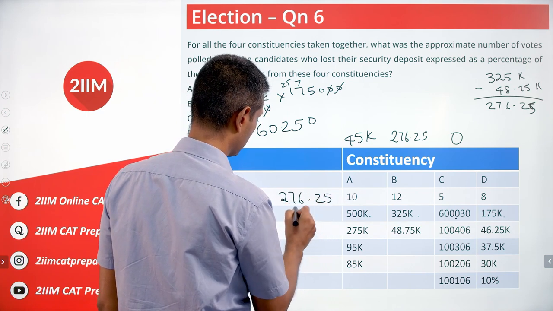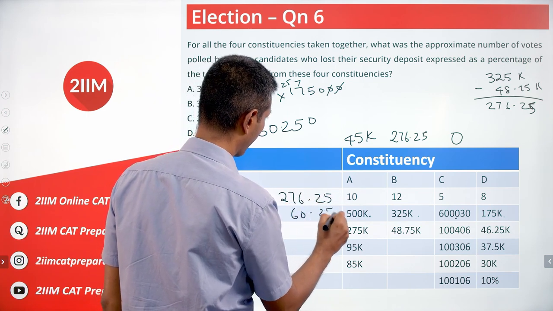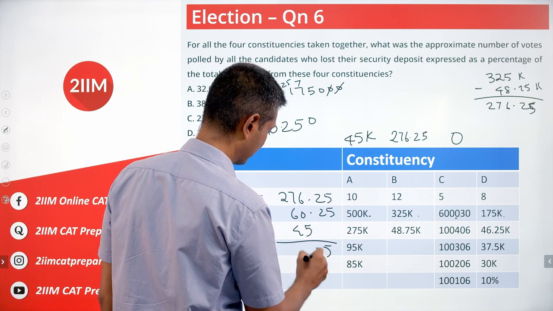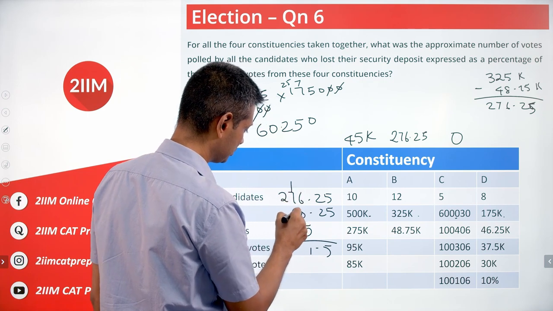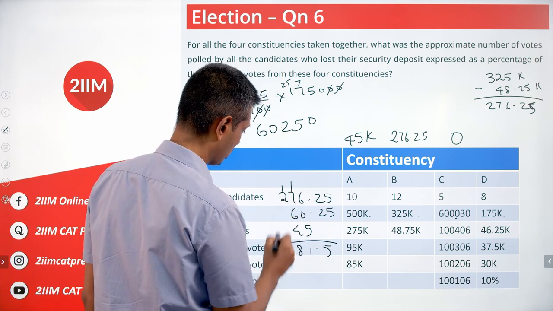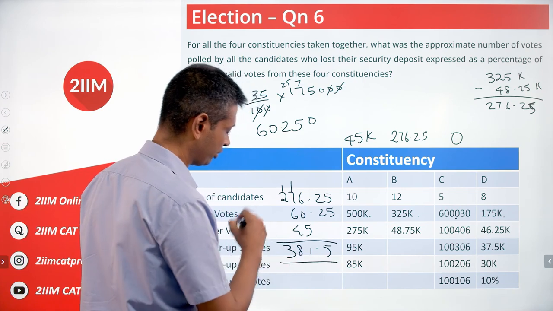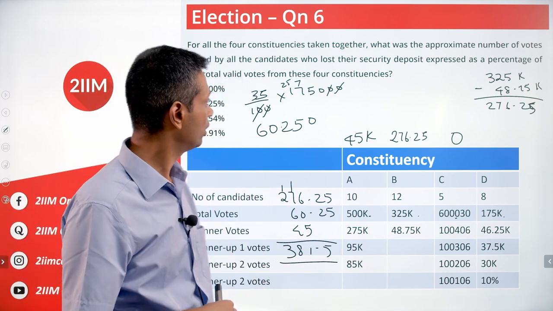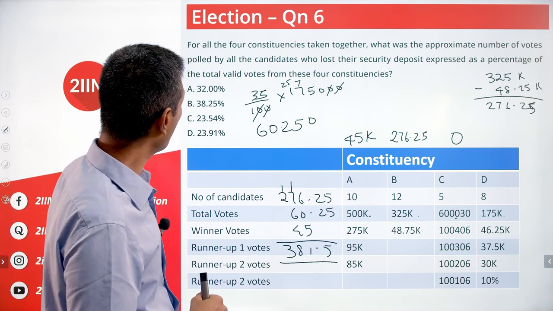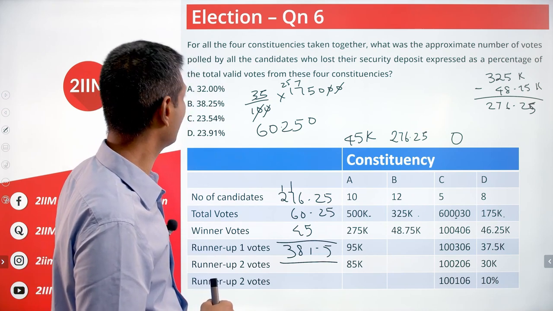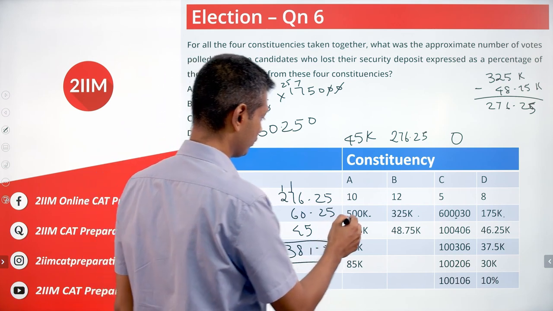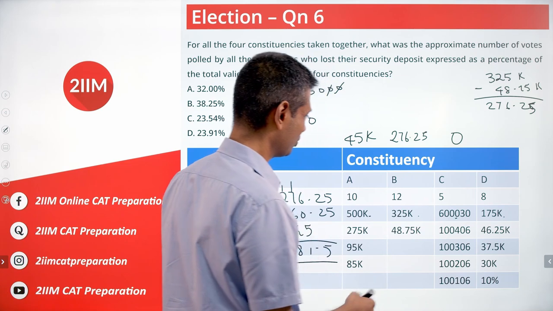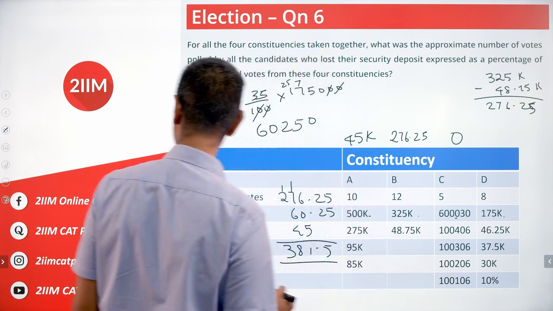276.25, 60.25, 45. The 0.5 sitting here, 5 plus 6, 11, 1, 1, 8, 14, 18. 381.5. That is the total number of votes polled by guys who lost their deposit. Right? And then what is the percentage of total valid votes? Total valid votes is 500, 325, 600, 175. Let's add all of that.